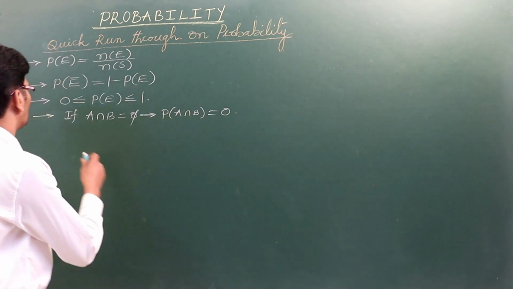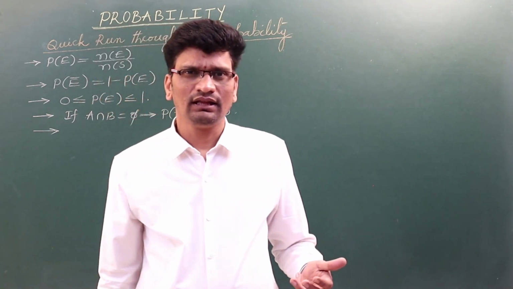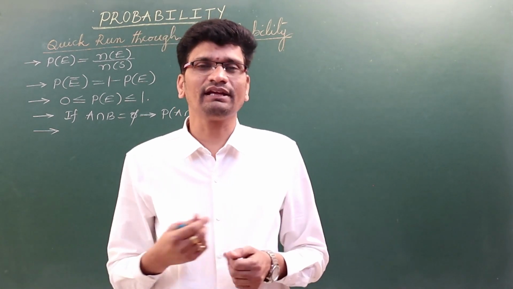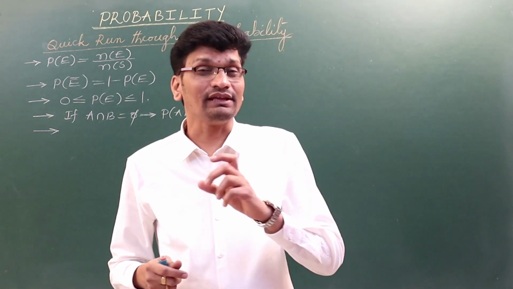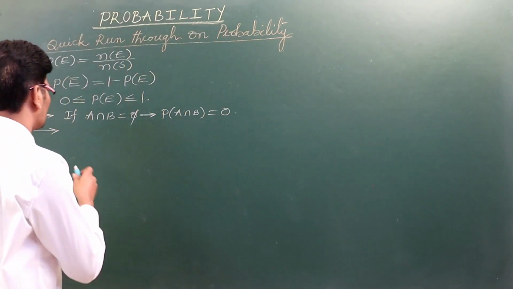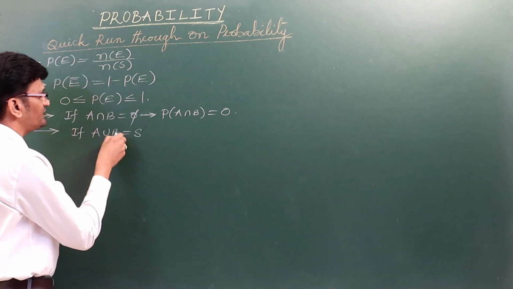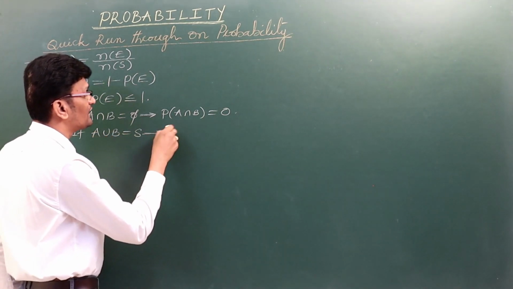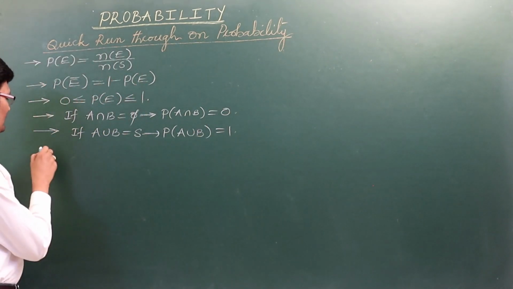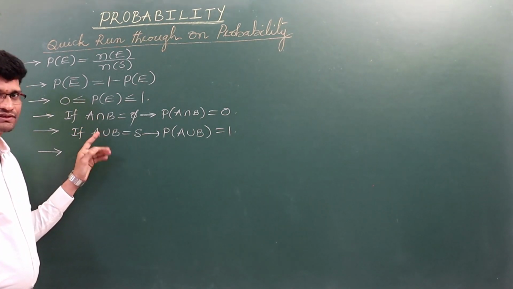Next, to prove that two or more events are exhaustive events, the union of all such events is the sample space. For example, I am taking A and B. If their union is the sample space, then A, B are said to be exhaustive events. It means if A union B is equal to S, then these two are exhaustive events, and P of A union B is equal to 1. So mutually exclusive and exhaustive events are over.